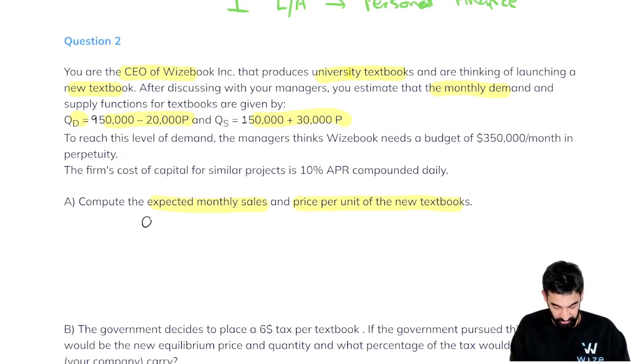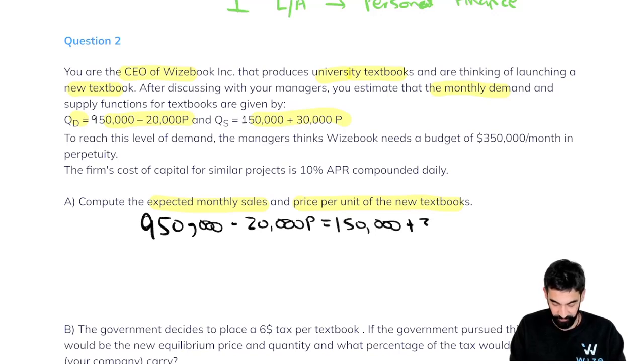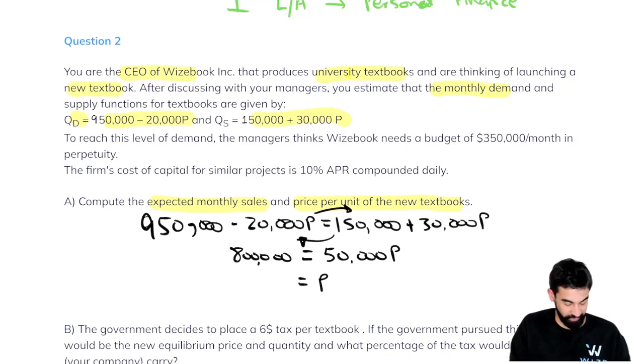So I can say 950,000 minus 20,000 P is equal to 150,000 plus 30,000 P. So if I take negative 20,000 to the right, it becomes positive 20,000. So that's 50,000 P equals, bring 150,000 to the left, it becomes 800,000. So P is going to be 800,000 divided by 50,000, which will give me 16. And for the quantity, you can plug it back into either equation.